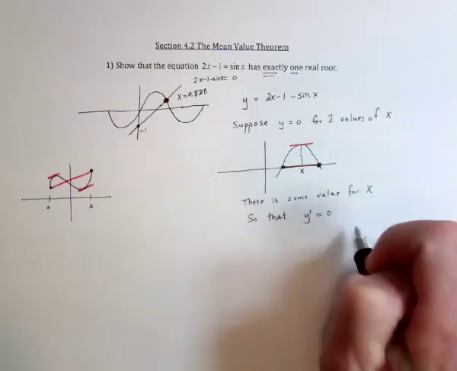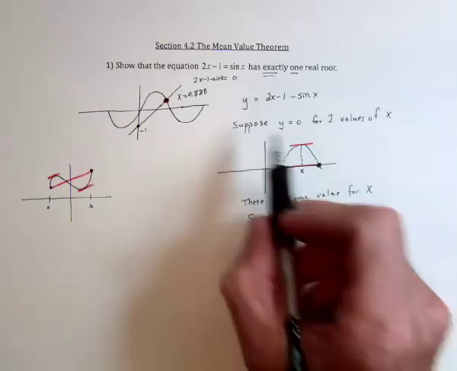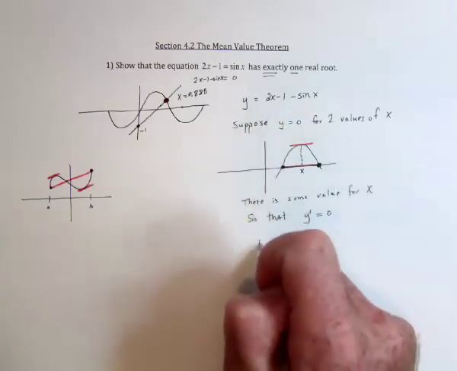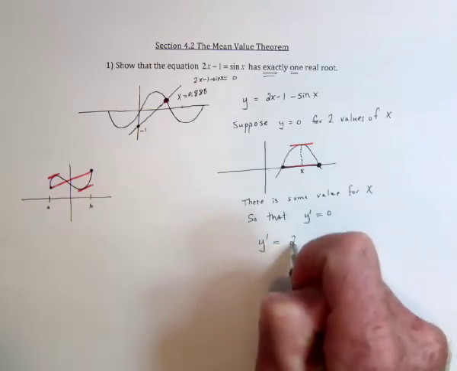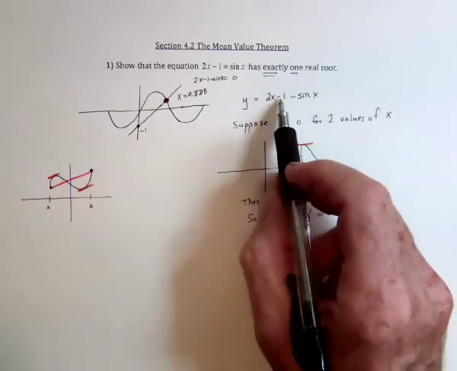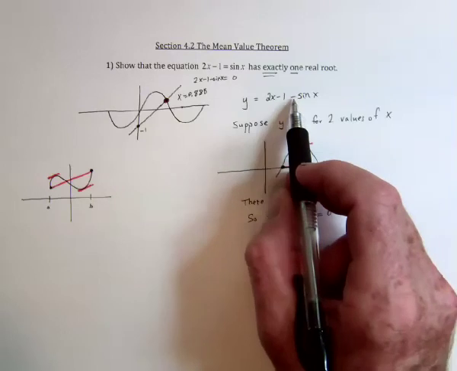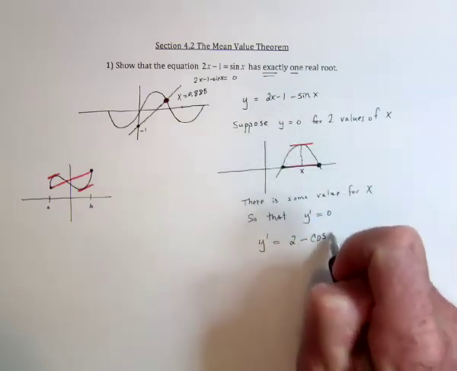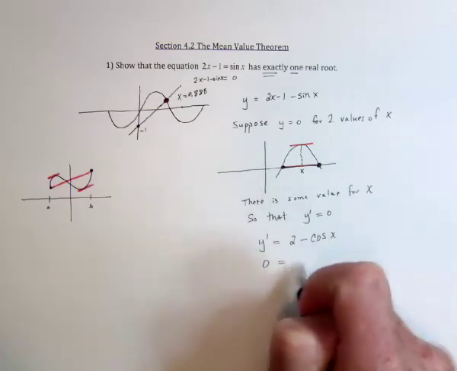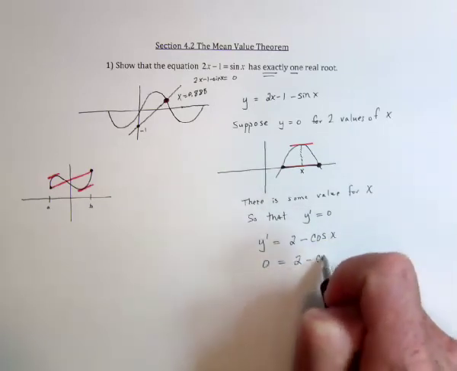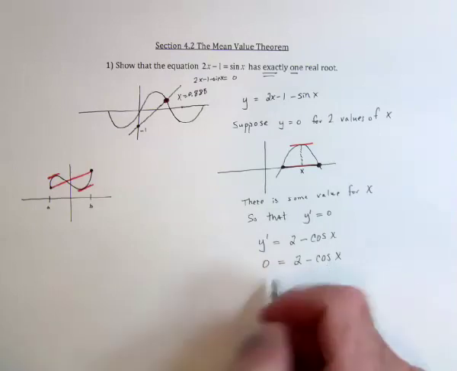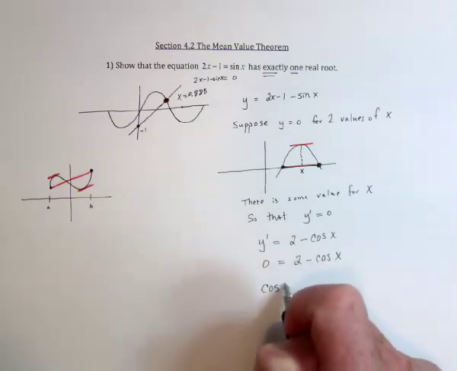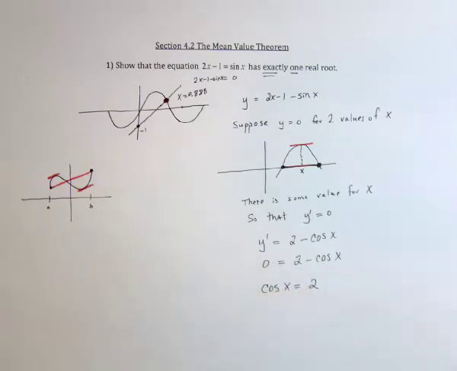So the slope is equal to 0. All right, go back to this and take the derivative. So it's going to be a 2. Derivative of that's 0. Derivative of that is cosine, so it's going to be a negative cosine. Set that equal to 0. And then move the cosine over. So cosine of x is equal to 2, which is impossible because the biggest the cosine ever gets is 1.